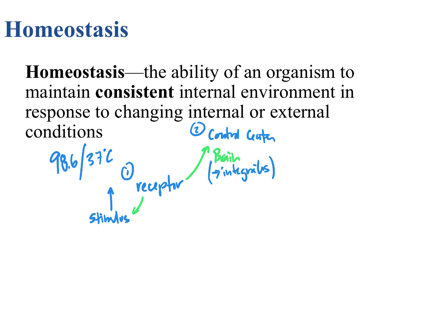Sometimes you end up with a fever, but you get the chills. Everything's screwed up in there. When these systems go off, you end up with some disease state, sickness, pathology. So the control center interprets the signal from the receptor, what the stimulus is, and then figures out what the appropriate response is going to be.